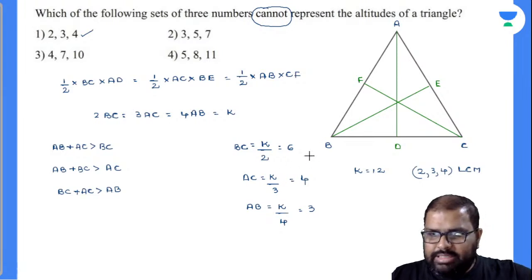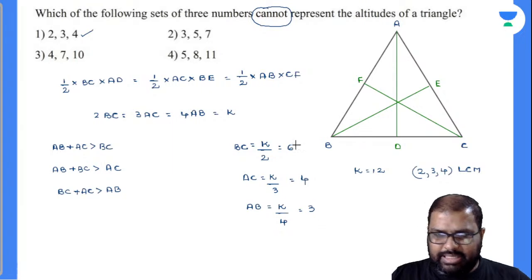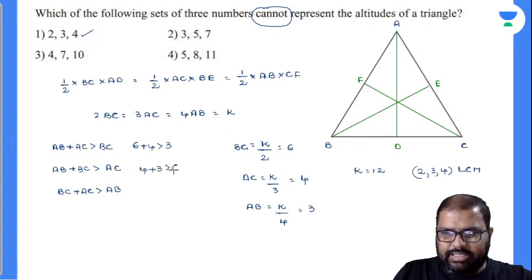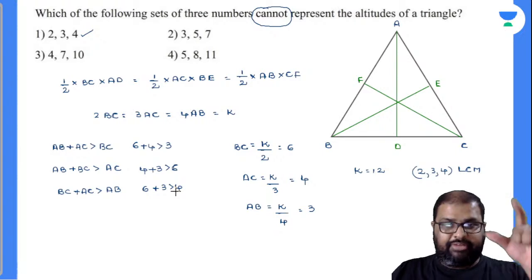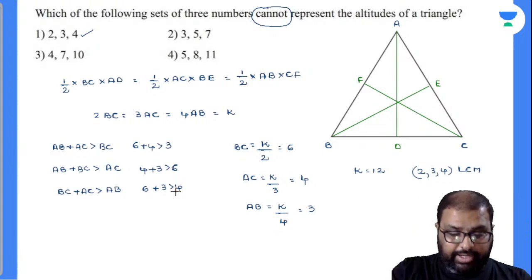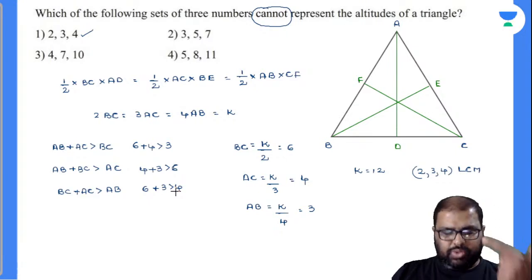Now prove it. 6 plus 4 is greater than 3. Perfectly done. 4 plus 3 is greater than 6. Perfectly done. Now I'll write it down here. 6 plus 4 is greater than 3, yes, it is true. 4 plus 3 is greater than 6, yes, it is true. 6 plus 3 is greater than 4, yes, it is true. Yes, your first option, 2, 3, 4, satisfies the altitudes of a triangle. This is the way to solve the question.